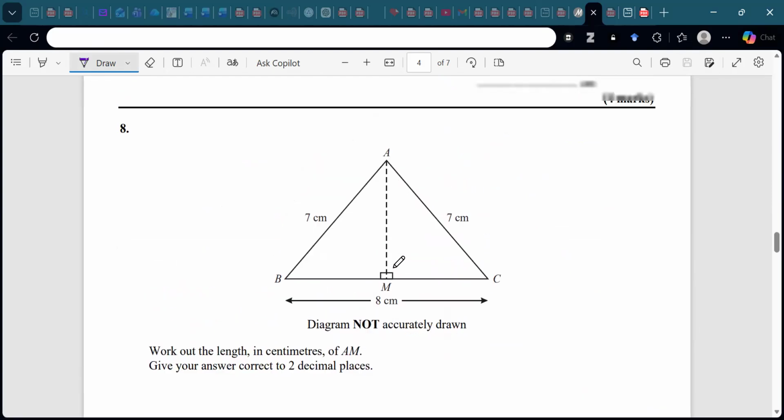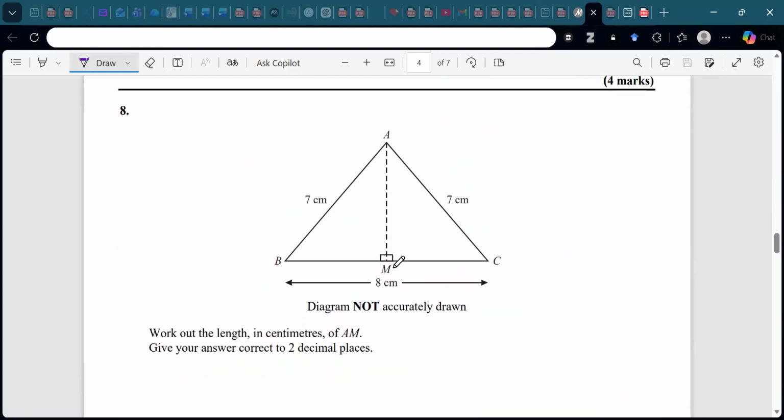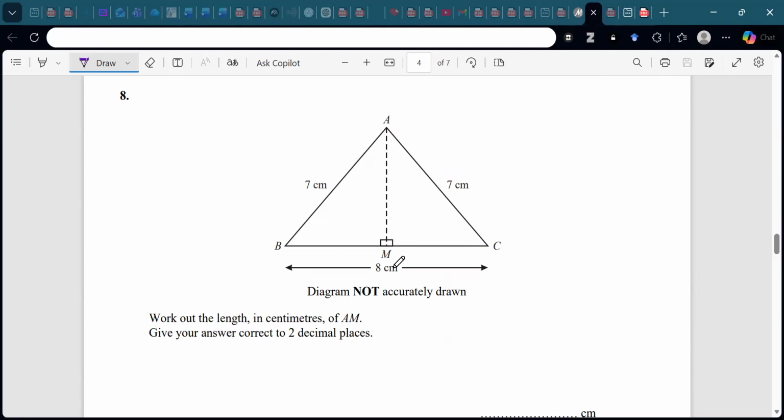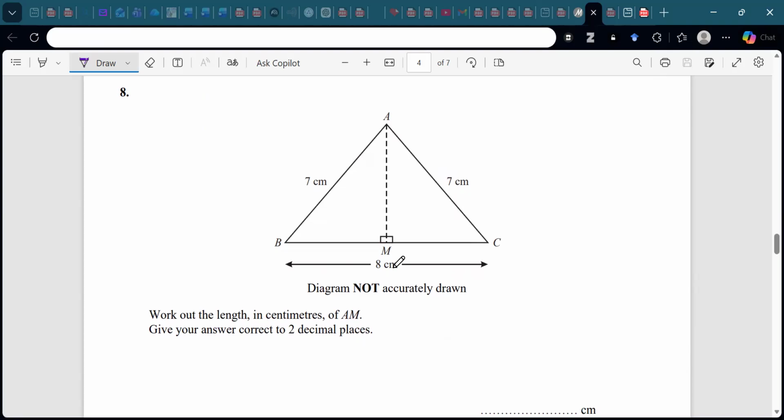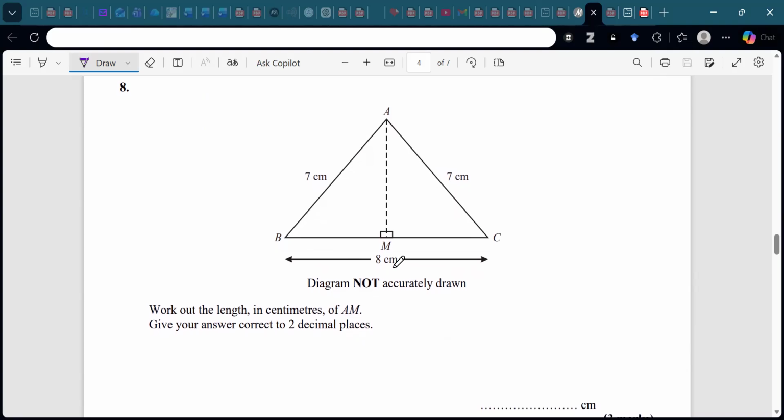All right, here we have another shape, question number 8. It says work out the length in centimeters of AM, which is the altitude or the height of this triangle. Give your answer to 2 decimal places.